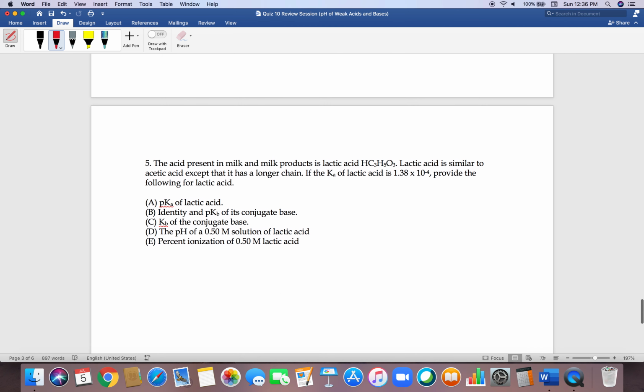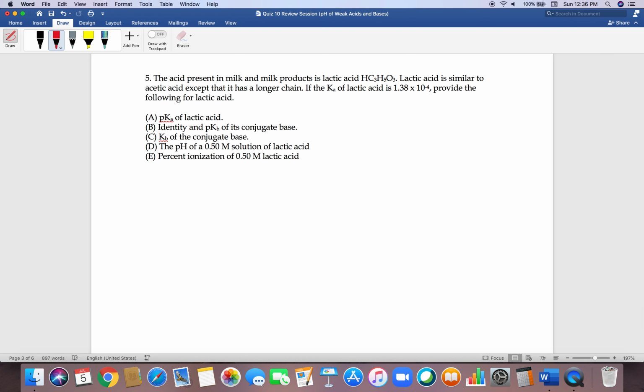Now finally, we're asked, the acid present in milk and milk products is lactic acid. Lactic acid is similar to acetic acid except it has a longer chain. That's looking at the molecular modeling. The Ka of lactic acid is 1.38 times 10 to the negative 4th. Provide the following: the pKa, the identity and pKb of its conjugate base, the Kb of the conjugate base, the pH of a 0.5 molar lactic acid solution, and the percent ionization of a 0.5 molar lactic acid solution.